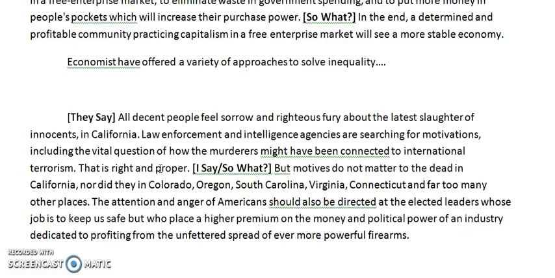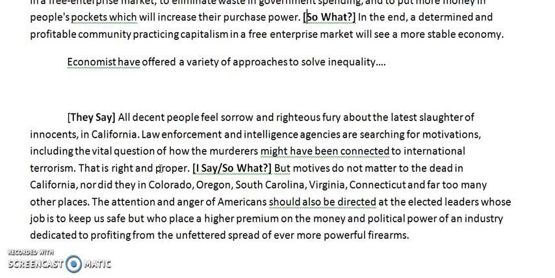But here's the pivot. Motives do not matter to the dead in California, nor did they in Colorado, Oregon, South Carolina, Virginia, Connecticut, and far too many other places. The attention and anger of Americans should also be directed at the elected leaders whose job is to keep us safe, but who place a higher premium on the money and political power of an industry dedicated to profiting from the unfettered spread of ever more powerful firearms. The so what kind of comes built in.